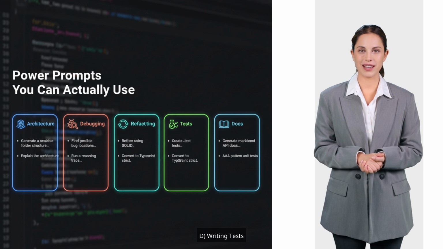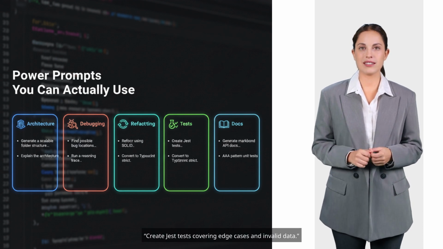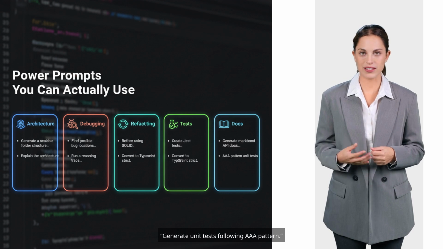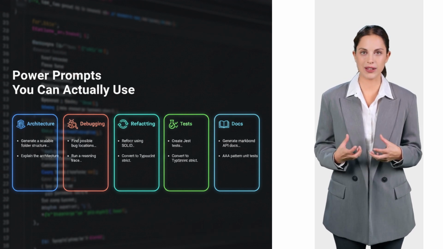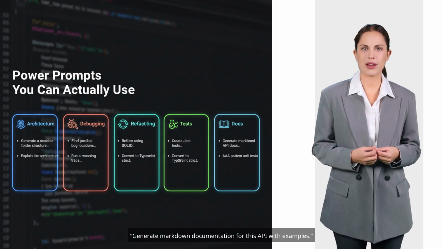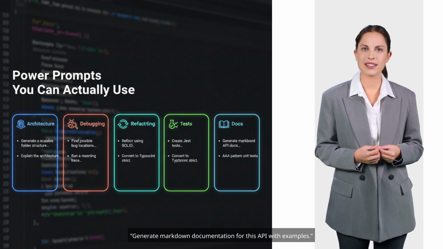D. Writing tests. Create Jest tests covering edge cases and invalid data. Generate unit tests following the AAA pattern. E. Documentation. Generate Markdown documentation for this API with examples.